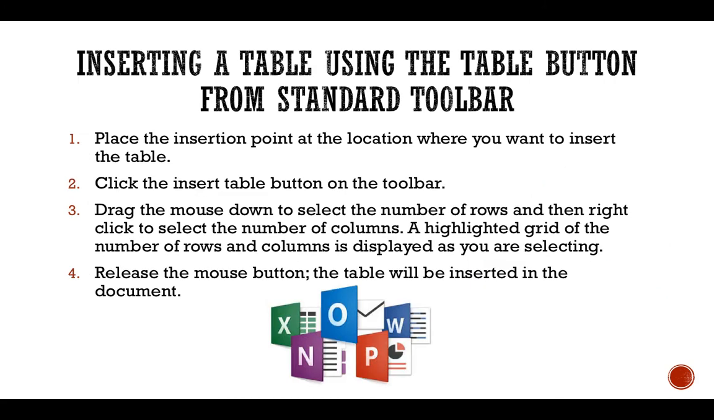Inserting a table using the Table button from the standard toolbar. Step 1, you place the insertion point at the location where you want to insert the table. Step 2, you click the Insert Table button on the toolbar. Step number 3, drag the mouse button down to select the number of rows and then right-click to select the number of columns. A highlighted grid of the number of rows and columns is displayed as you are selecting. You are to release the mouse button in step 4 and the table will be inserted into the document.